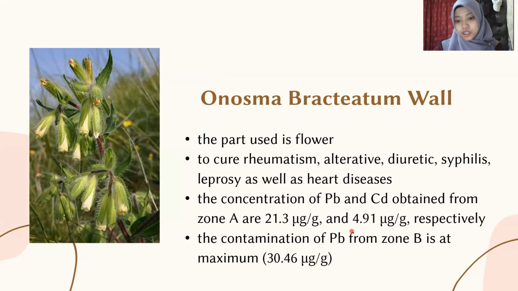Besides, the concentration for the Pb from zone B is at maximum, as I mentioned before. The concentration for the Pb in zone B is 30.46 microgram per gram. This clearly shows that the intake or consumption of this herbal drug, the obractatum, is totally not safe due to the intoxication of heavy metals contained in these herbs.